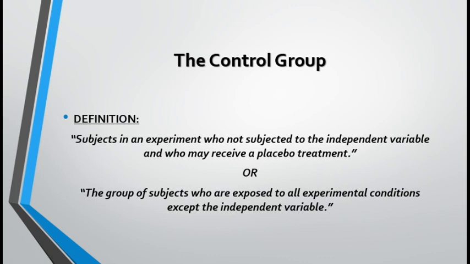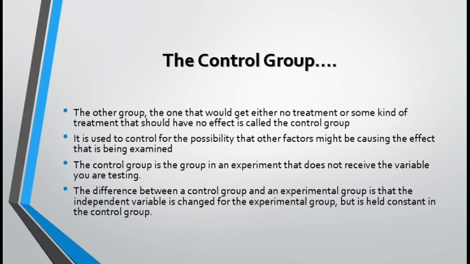So let's start with the control group. The control group is subjects in an experiment who are not subjected to the independent variable and who may receive a placebo treatment. Or you can say the group of subjects who are exposed to all experimental conditions except the independent variable.